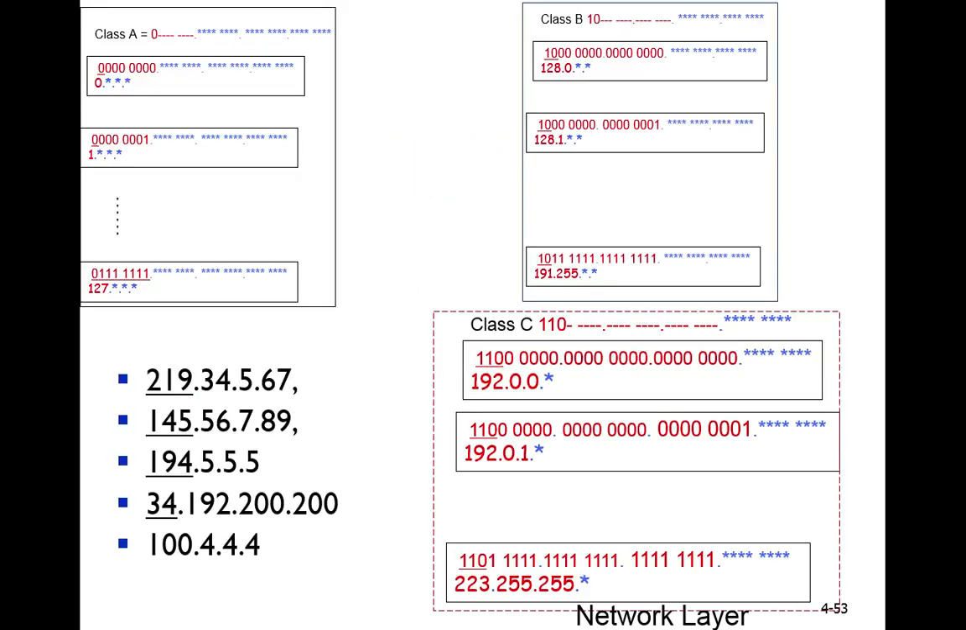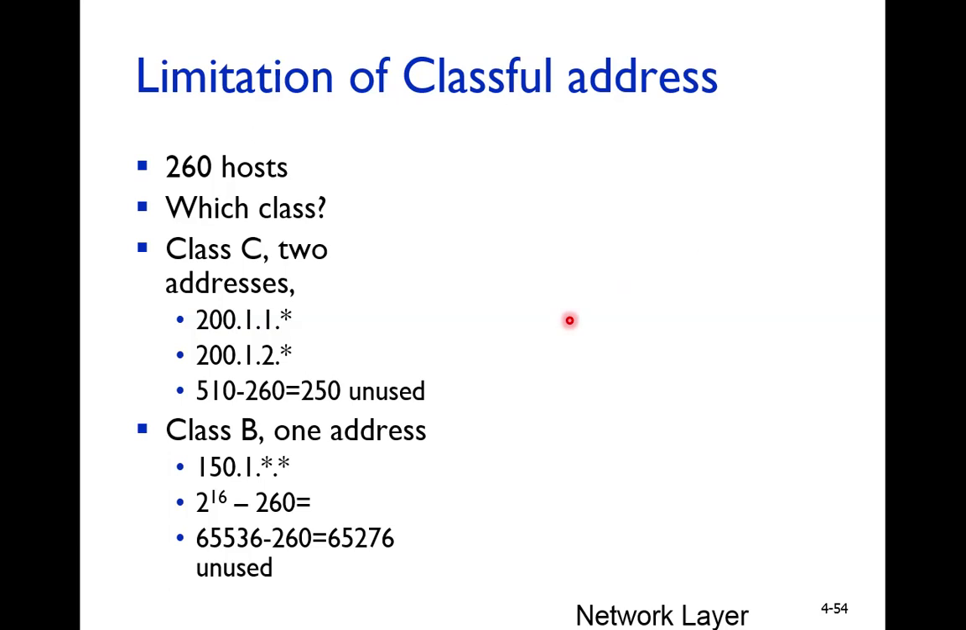So in this case, when a class B address is taken, we have 2^16 IP addresses, and each IP address will have the 150.1 common prefix. But this organization has only 260 hosts. So 2^16 minus 260 means we can have up to about 65,000 IP addresses unused. These 65,000 IP addresses being unused means they cannot be used by some other organization. Okay, so these are wasted.